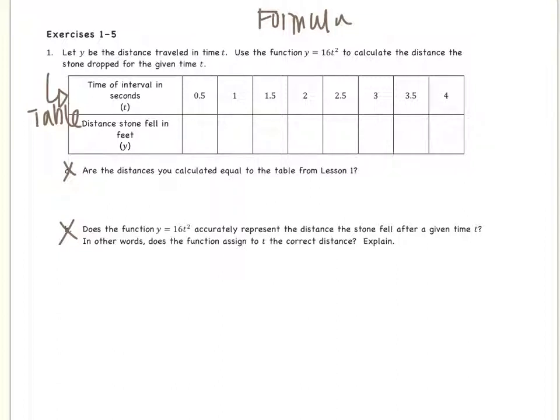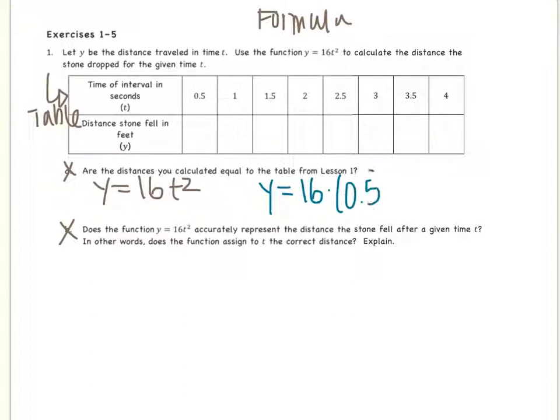So all you need to do is use your equation, y equals 16 t squared, and plug in my different t values. Notice how I have 0.5, 1, 1.5, 2, 2.5, 3, 3.5, and 4. So I'm going to plug in 0.5. So I have y equals 16 times 0.5 squared.